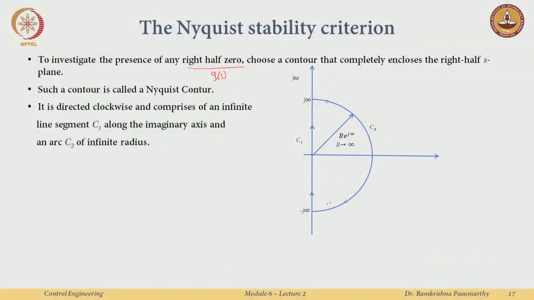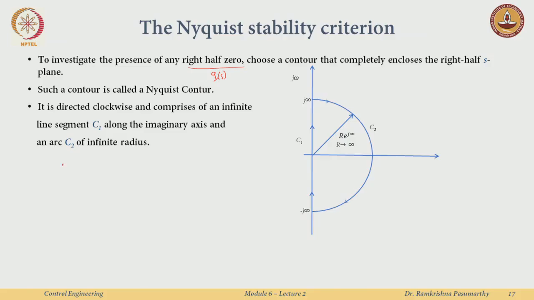Okay. Now choose a contour that completely encloses the right half S plane, and this is called the Nyquist contour. Again it is directed clockwise and comprises an infinite line segment C1, from minus j infinity to plus j infinity, and then an arc C2 of again infinite radius.